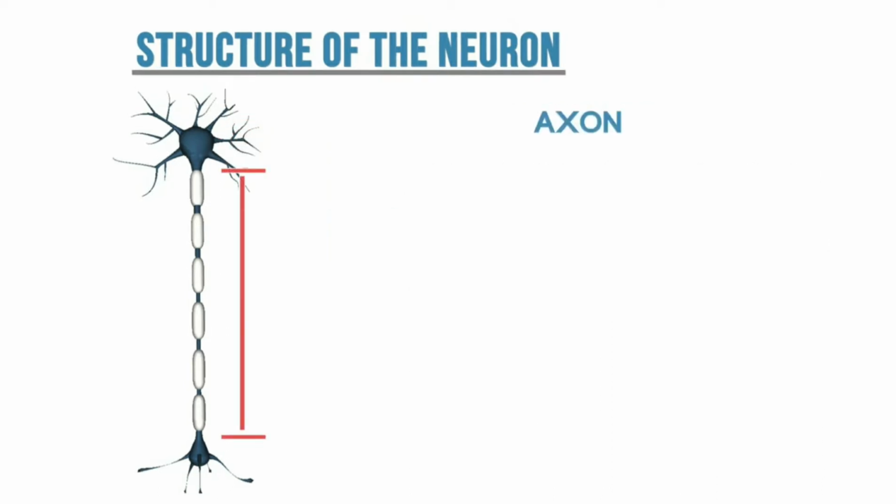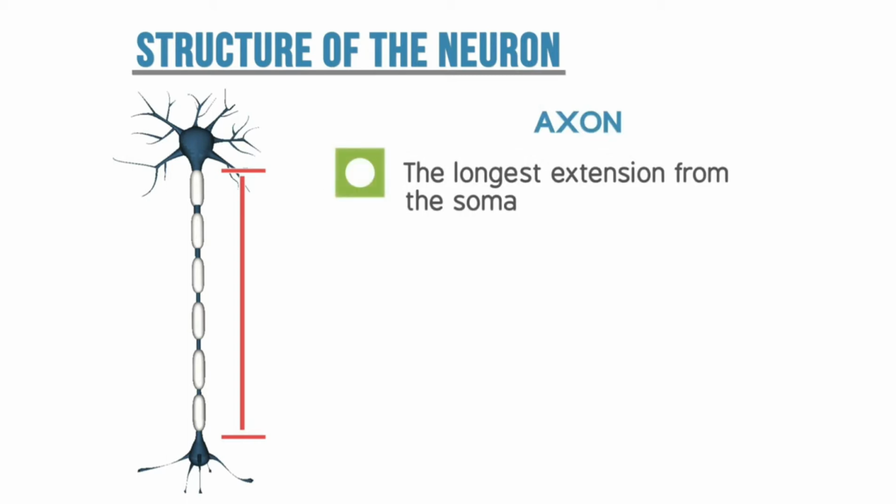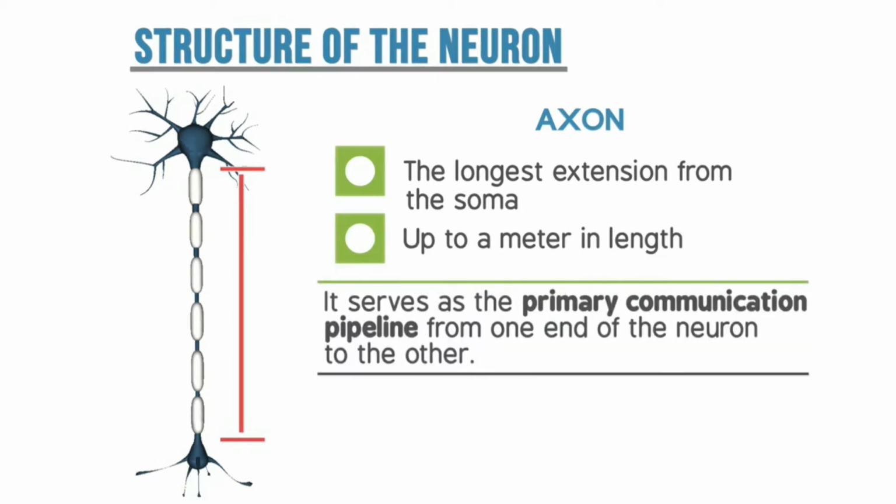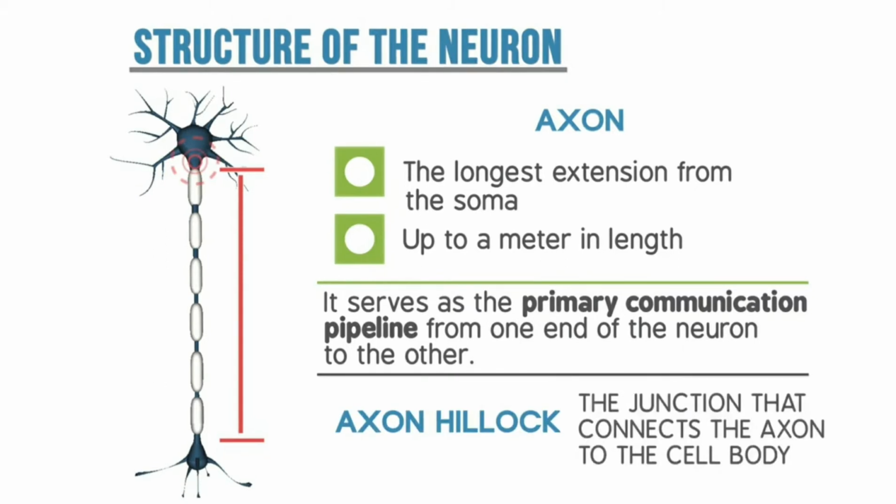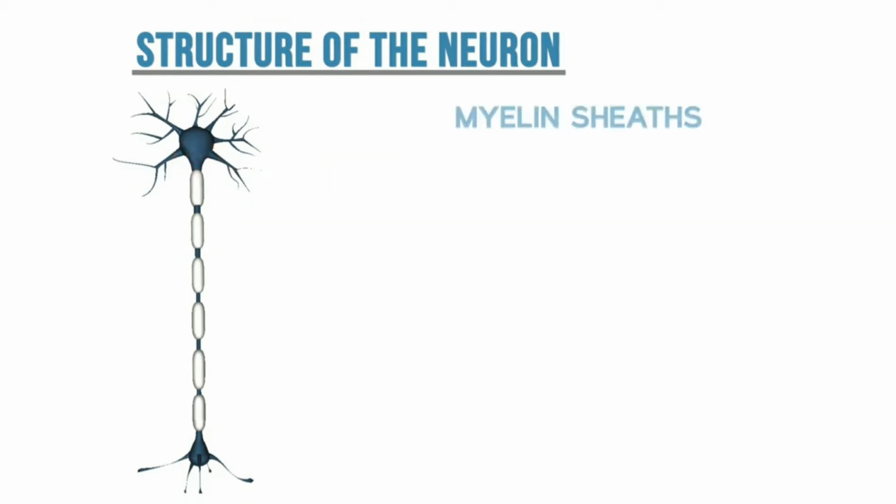In the center of the neuron is the axon. The axon is the longest extension from the soma and can be up to a meter in length. It serves as the primary communication pipeline from one end of the neuron to the other. The axon hillock is the junction that connects the axon to the cell body.